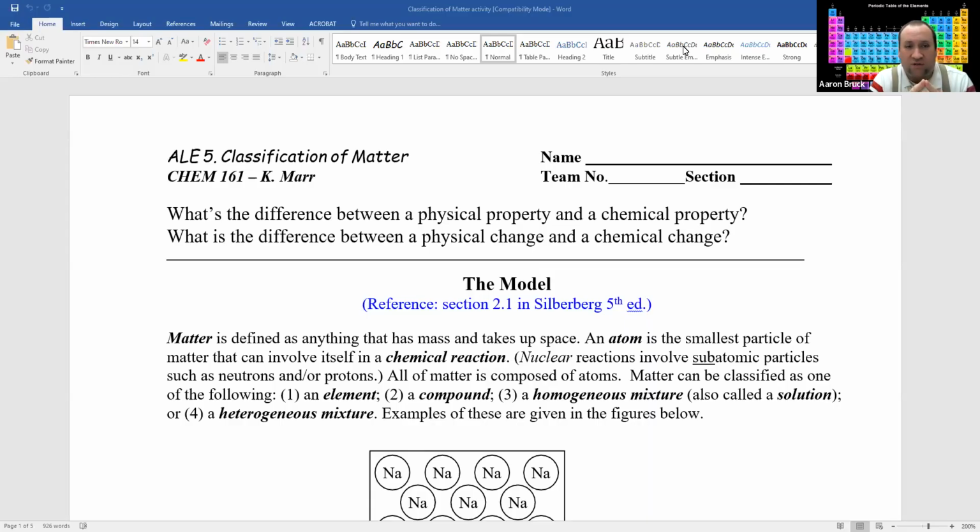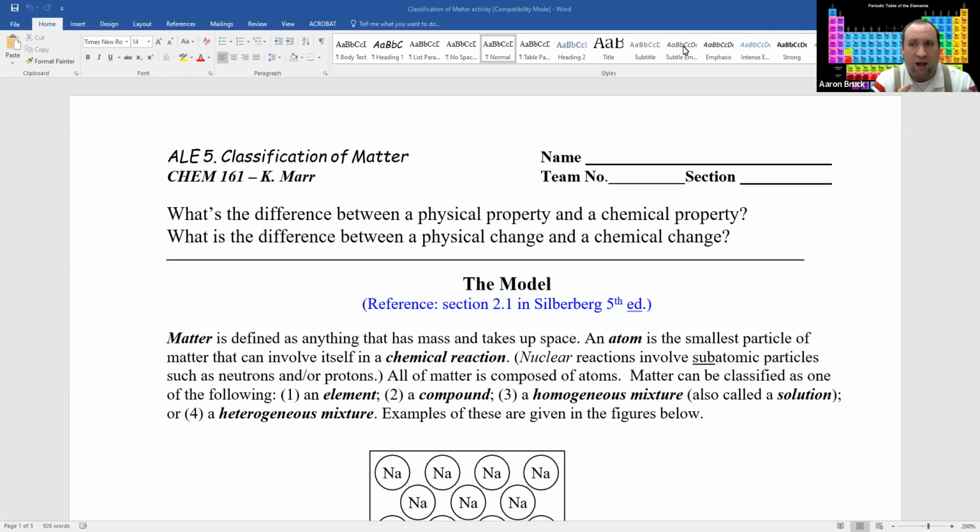All right, welcome to this walkthrough of our classification of matter activity that we did in lecture yesterday. The purpose of this video is to give you a way to look at the whole process and get a little more detailed explanation for why things were happening and why I wrote down some of the answers that I did.